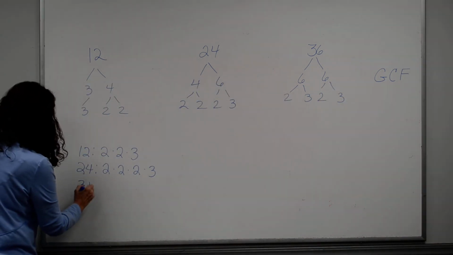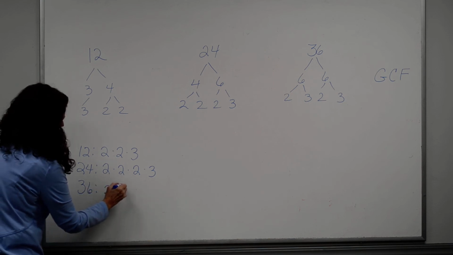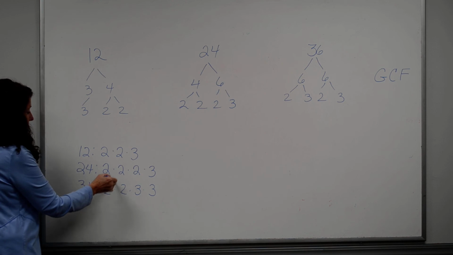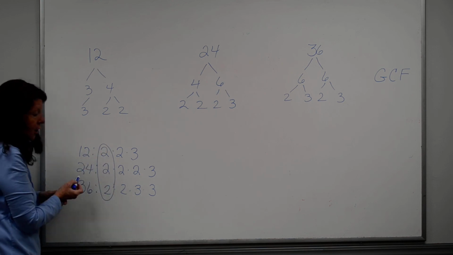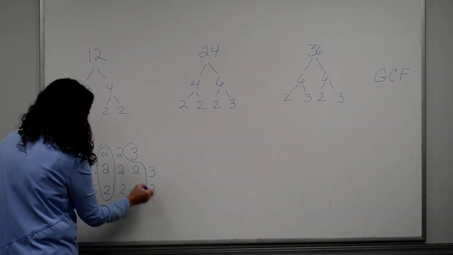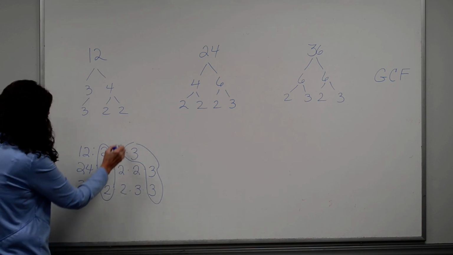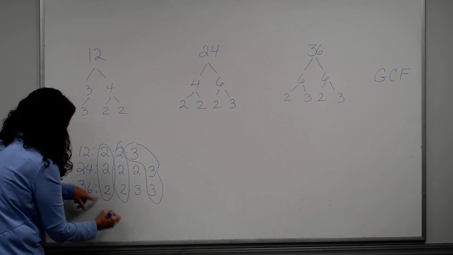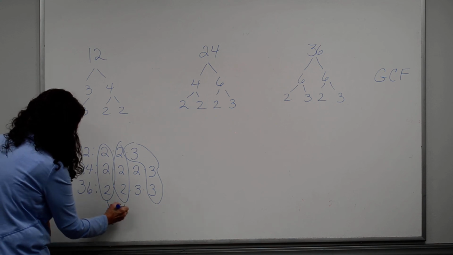So 36 is 2 times 2 times 3 times 3. Now I have to circle what all 3 of them have to have in common. Okay, and then they have that, and they also have another set of 2's. So then I take a representative from each group. It's like they kick somebody out.